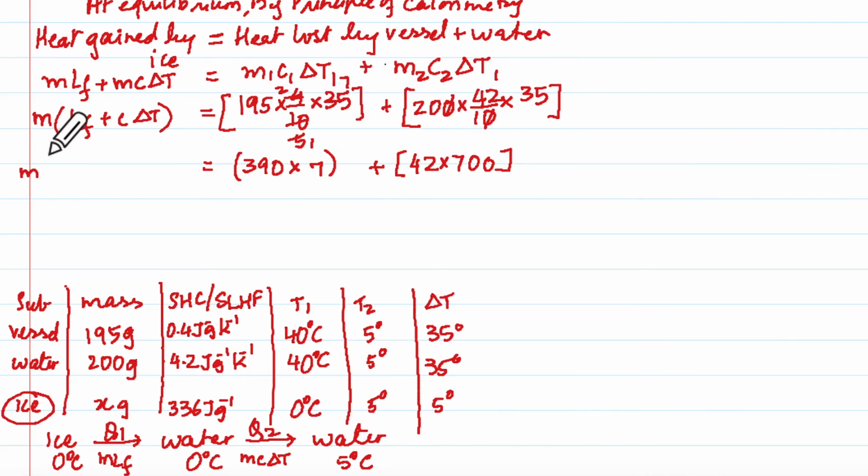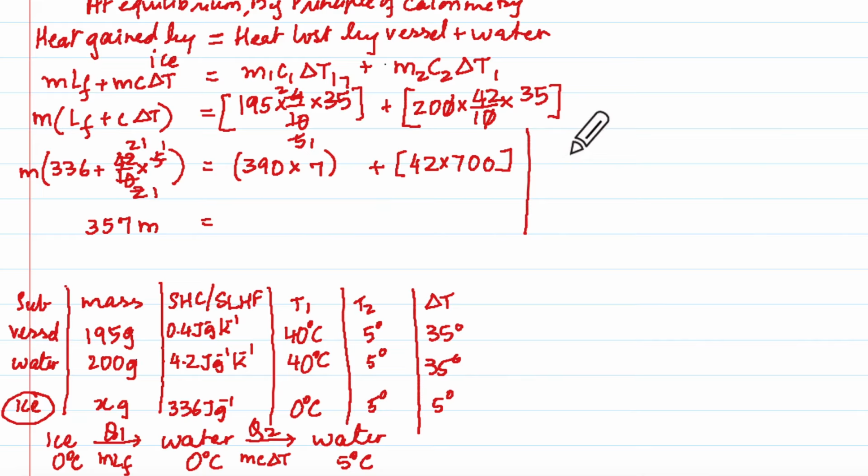Now here it is M into bracket 336 plus C, which means it has become water here. So 42 upon 10 multiplied by 5. So 5 ones, 5 twos, 2 ones, 2 21s. So you are having 357 M equal to. I think I could do the addition here.